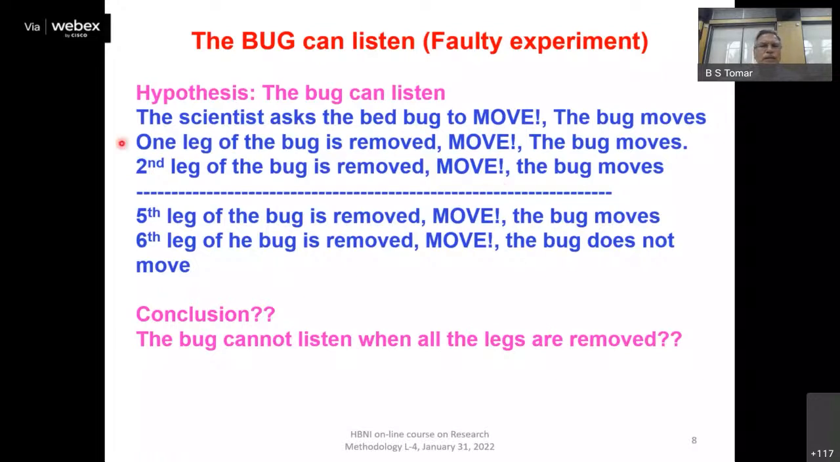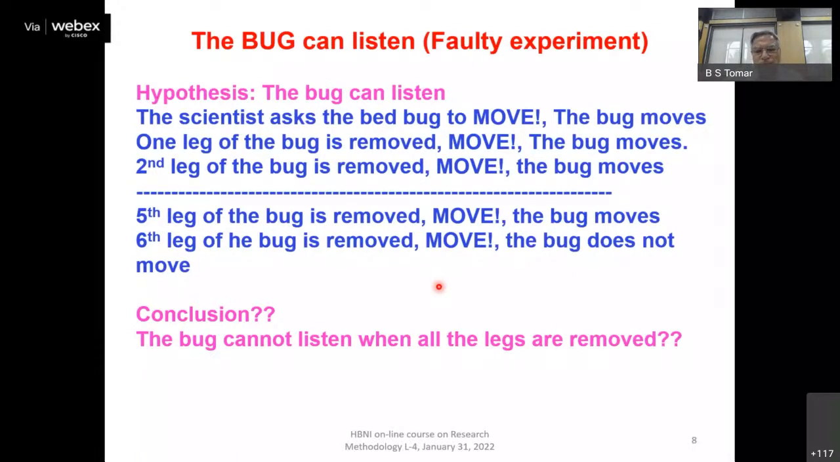You can see here. The scientist asks the bed bug to move, and the bug moves. One leg of the bug is removed, and he again says move, and the bug moves. He removes a second leg and asks move, and the bug moves. And so on. The fifth leg is removed, again he says move, and the bug moves. But when the last leg, the sixth leg, is removed and he says move, the bug does not move. And he feels that the bug cannot listen, and all legs are removed. So you see a conclusion derived out of a faulty experiment.